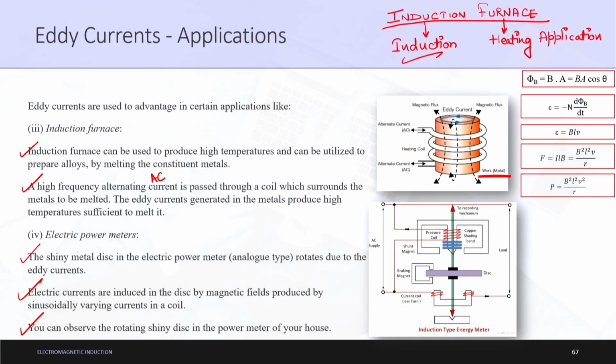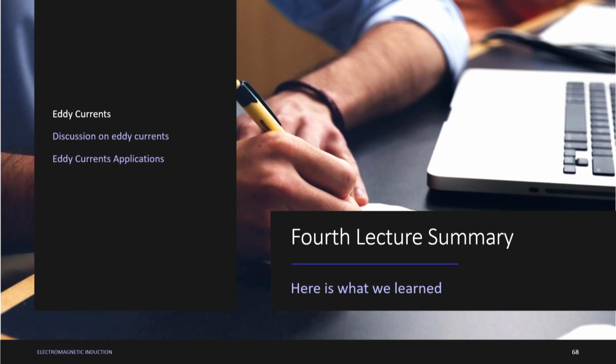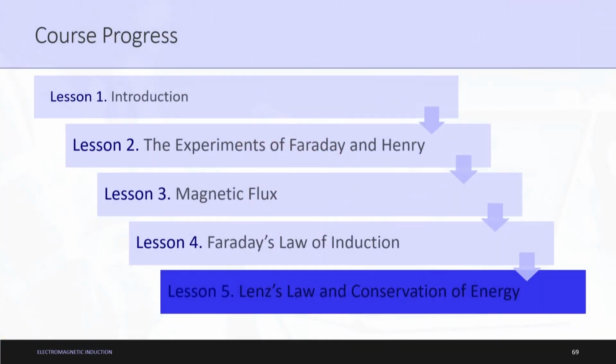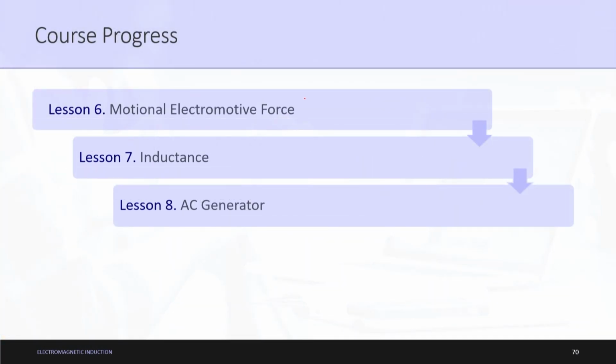After electric power meters, let me conclude this 4th lecture part 2. We learnt what eddy currents are, why they are required, and why we need to minimize them. More applications will be dealt with in inductance and AC generators, but for now we learnt many examples of eddy current applications like the braking system in trains, the induction furnace and so on. This was the fourth lecture; the course progress is that electromotive force has been dealt with, and in subsequent lectures we will go with inductance and AC generators. So, thank you.